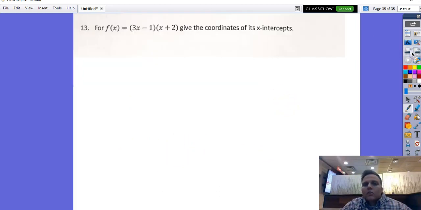Okay, let's go to the last problem we need to do. That's problem 13. Give the coordinates of its x-intercepts. Hey, great! This is already a factored version of a quadratic equation. So I can get the x-intercepts just by setting each parenthesis equal to 0. So I can say 3x minus 1 equals 0, and I can say x plus 2 equals 0.